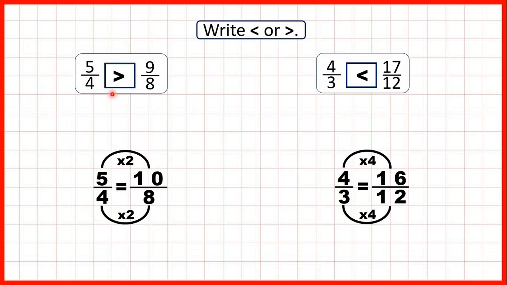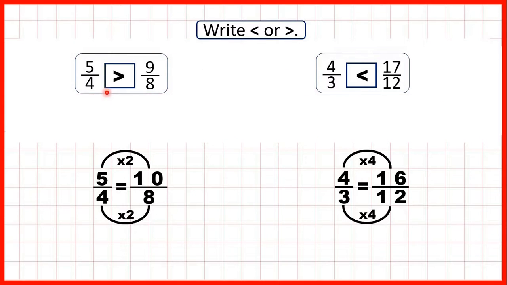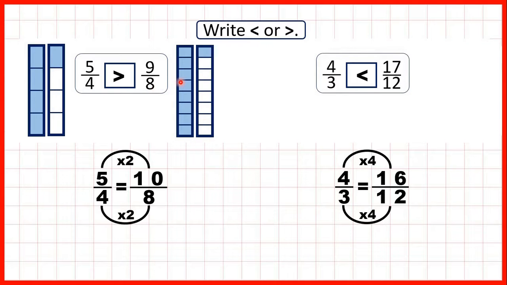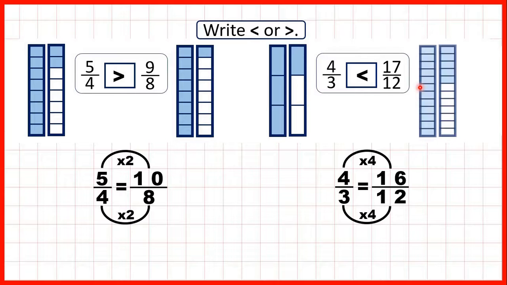We can see what we were comparing with fraction bars. We had 5/4 and 9/8. We changed 5/4 into 10/8 so we could see that it was larger. Then we had 4/3 and 17/12. We changed 4/3 into 16/12 so we could see that 4/3 is less than 17/12.